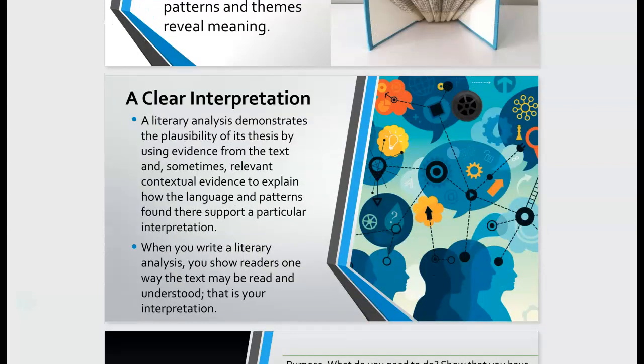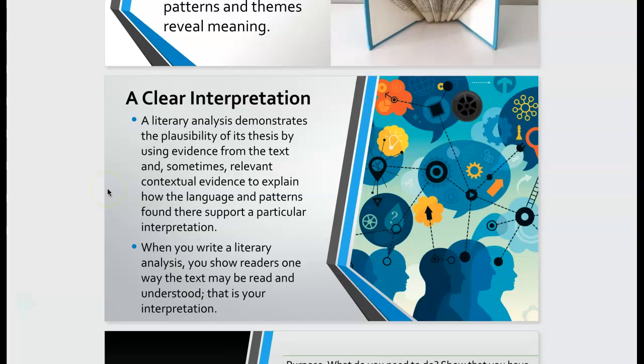Now you need a clear interpretation. You should interpret this clearly, obviously, as the slide says. But what that means is, like it says here, a literary analysis demonstrates the plausibility of its thesis by using evidence, right? So you're going to use a lot of evidence in your essays. As much evidence as you can. Don't overdo it. Don't be like just pure evidence and none of your writing. But you should use relevant contextual evidence to explain how the language and patterns found there support a particular interpretation.